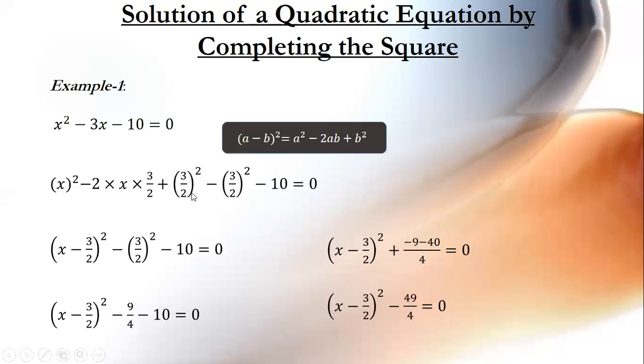So (3 by 2) the whole square minus (3 by 2) the whole square minus 10, we write it as such, equal to 0. So now this is a square minus 2ab plus b square. So this whole term we can substitute as (a minus b) the whole square, which is (x minus 3 by 2) the whole square minus (3 by 2) the whole square minus 10 equal to 0. So the square we leave as such. The other constants we will solve. So it will be 9 by 4 minus 10 equal to 0. So (x minus 3 by 2) the whole square minus 49 by 4 is equal to 0.